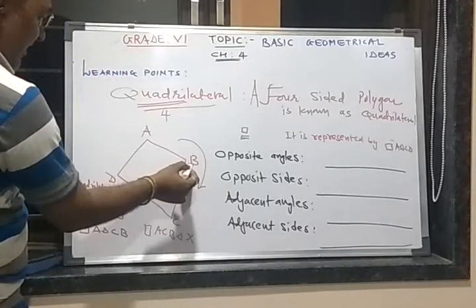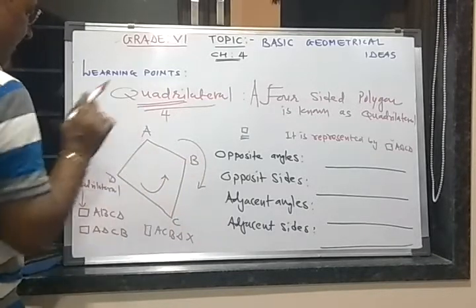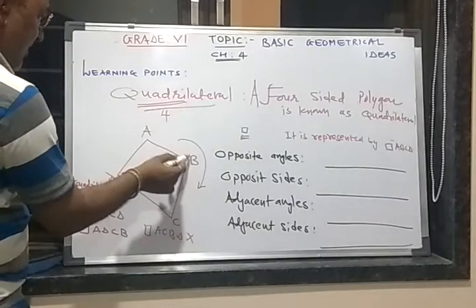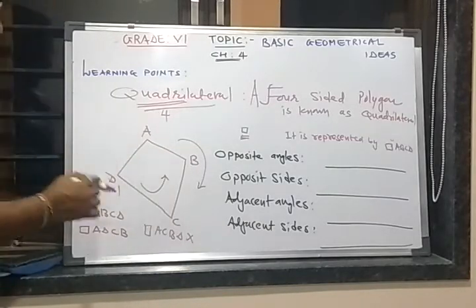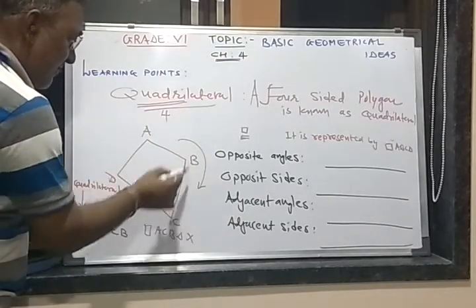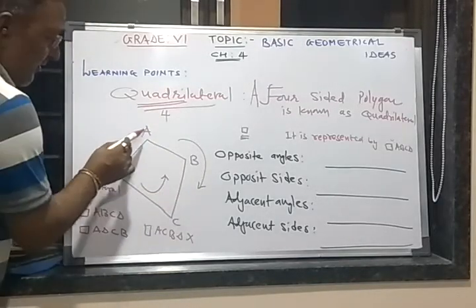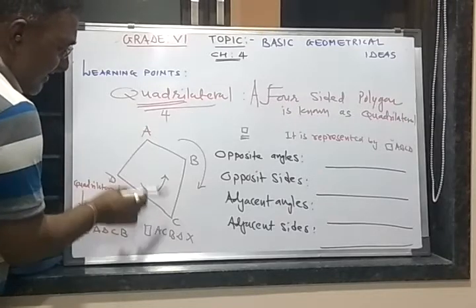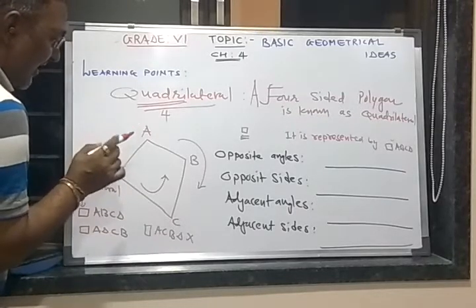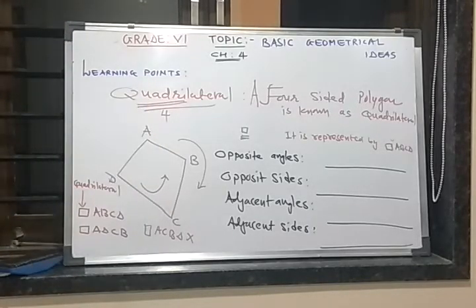Suppose it is starting from B, then you can write quadrilateral BCDA. It is right. Or you can write quadrilateral BADC. You can write quadrilateral CBAD. Right. Quadrilateral DCBA. Right. Quadrilateral DABC. But you can't write quadrilateral ACBD. Or you can't write quadrilateral DCAB. So I think you get the idea how to represent a quadrilateral, a four-sided polygon.